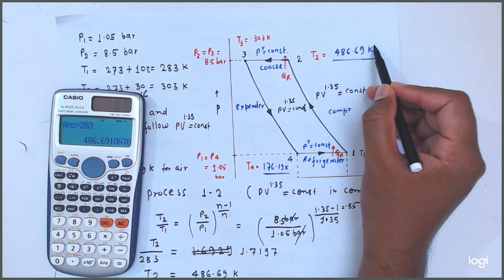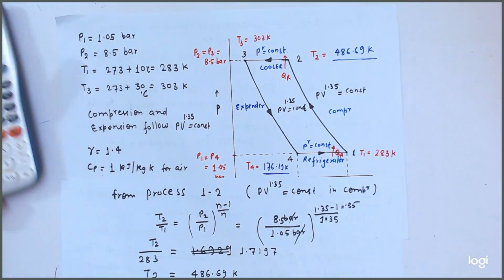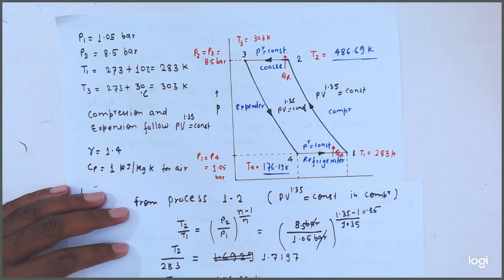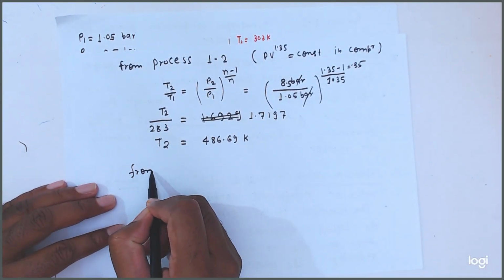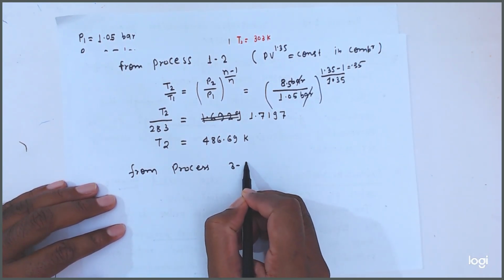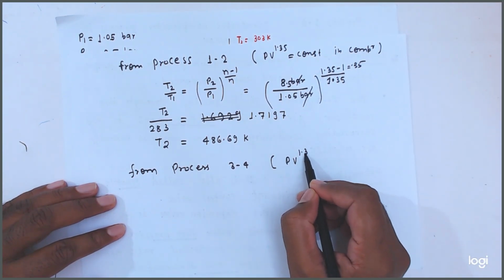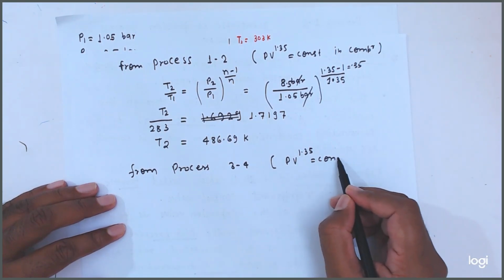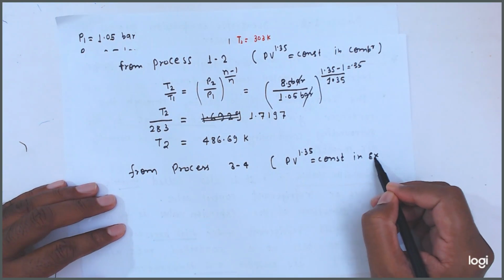Okay, so T2 value will come 486.69 Kelvin. Okay, now similarly we will find the value of T4 from process 3 to 4, since it also follows the process Pv to the power 1.35 is equal to constant in the expander.